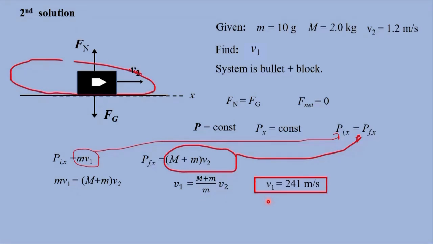So we have two different answers to the problem. The first answer was provided by the first student: v1 is 17 meters per second, and the second answer, this speed is 241 meters per second. The difference is very big. Which answer is correct? So which solution is correct?